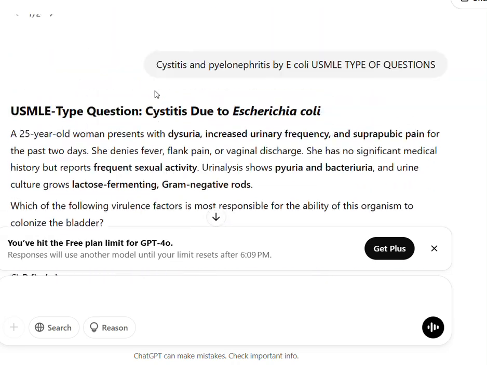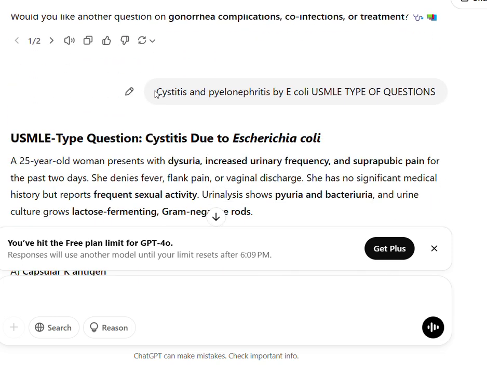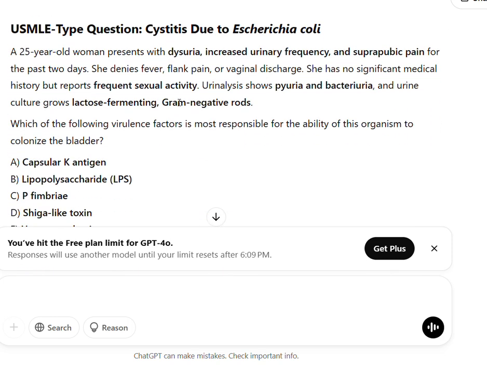USMLE type question, cystitis due to Escherichia coli. A 25-year-old woman presents with dysuria, increased urinary frequency, and suprapubic pain for the past 2 days. She denies fever, flank pain, or vaginal discharge. She has no significant medical history but reports frequent sexual activity.